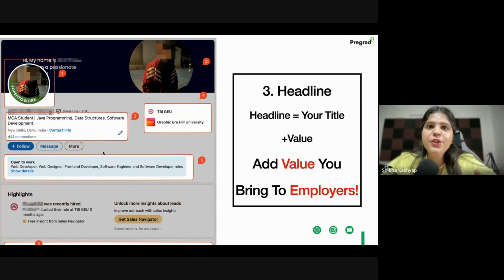Because whenever you go to a recruiter and share a connection request, the way we send a friend request on Facebook, you're going to share a connection request to recruiters. That's why you are on LinkedIn, right? The first thing they're going to see is your picture. Second thing they're going to see is your headline. So this is very important. You need to make sure that your headline speaks a lot about you.